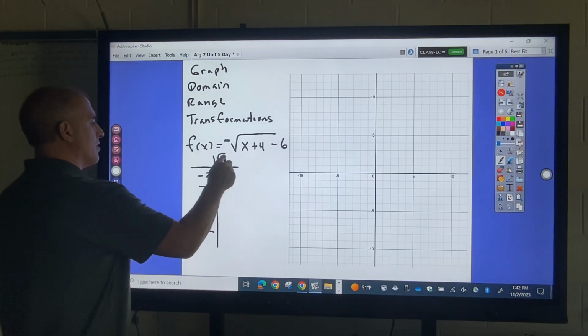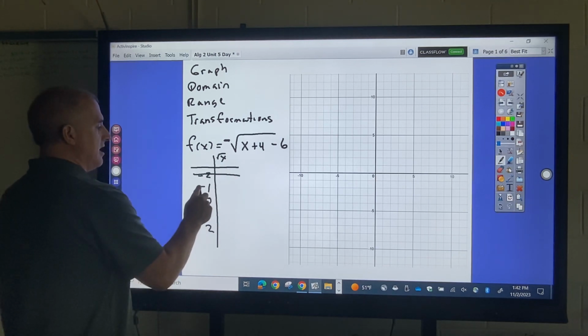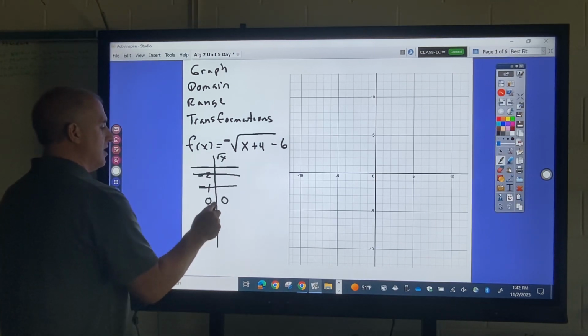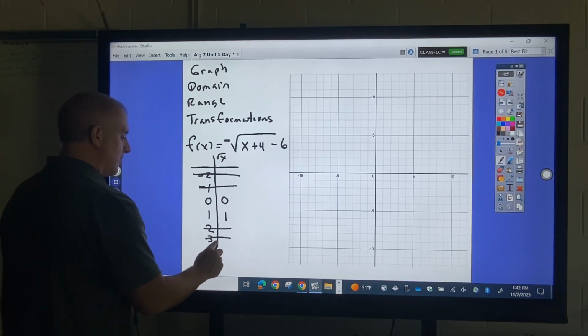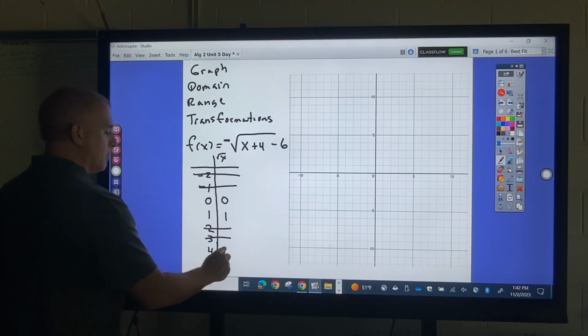If I take the square root of a negative, that's not going to be anything good. Same thing here. Square root of 0 is 0. Square root of 1 is 1. Now 2 is not good. 3 is not good, but 4 would be good because square root of 4 would be 2.